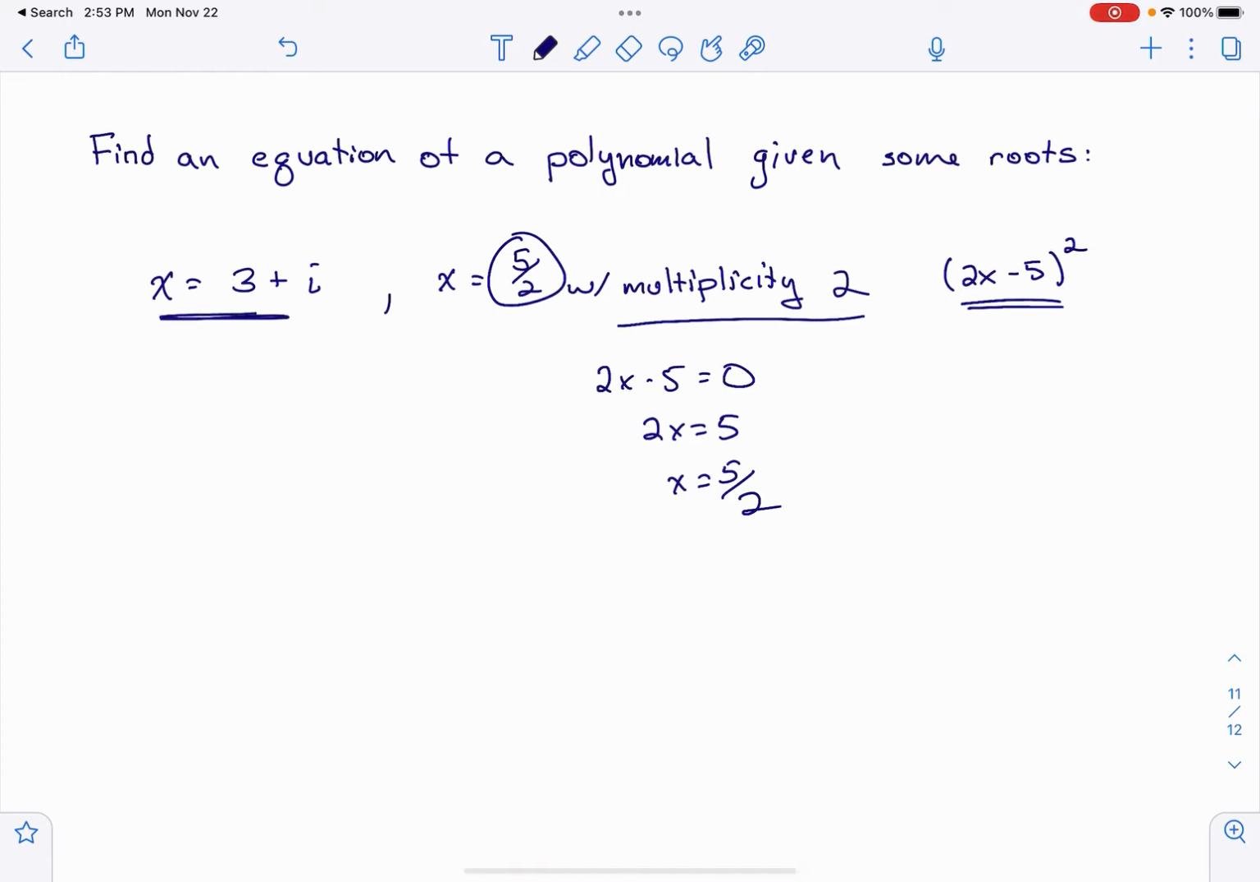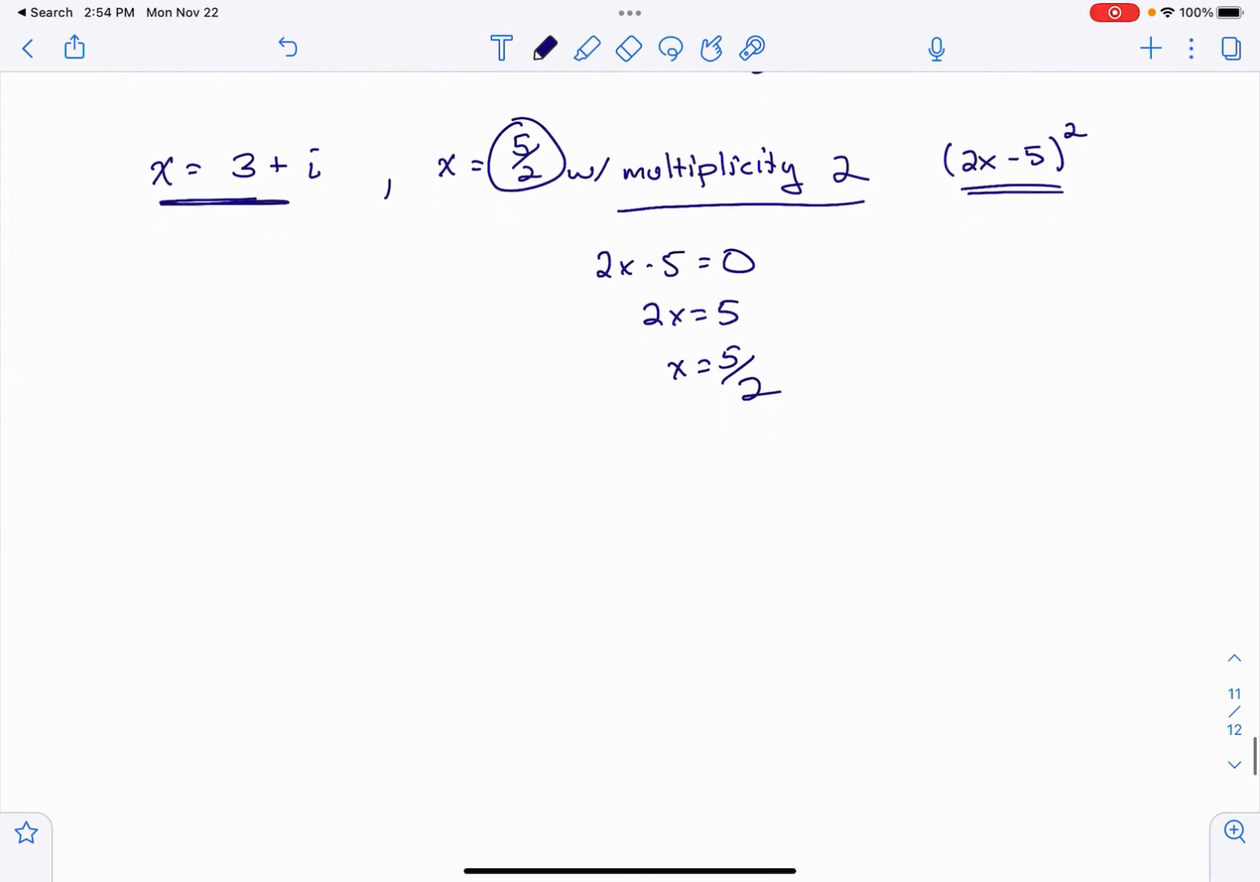Now what do we do with x equals 3 plus i? Well, whenever you're given an imaginary root, you know its conjugate is also a root. So there's two ways you can go about it. I'm going to show you the long way first because it's conceptually what you probably already know. We can say x minus (3 plus i) times x minus (3 minus i), the conjugate. And then we just use whatever distribution method you like. I'll just go ahead and use FOIL.